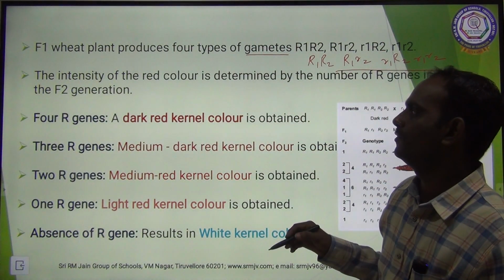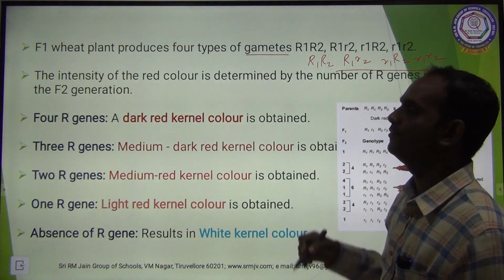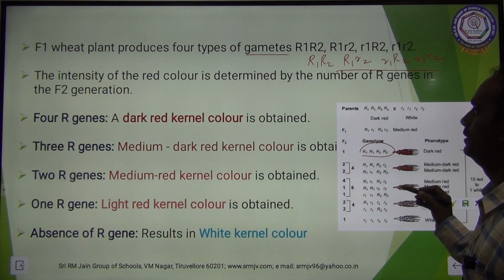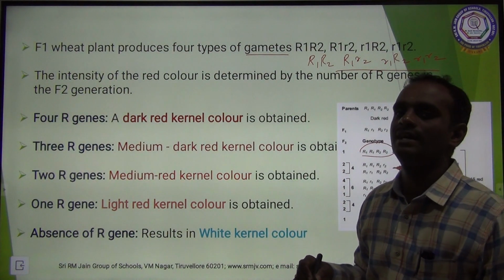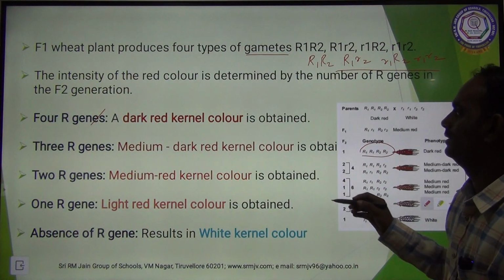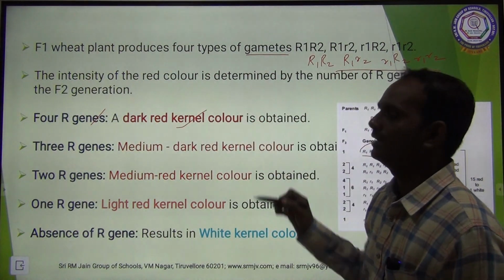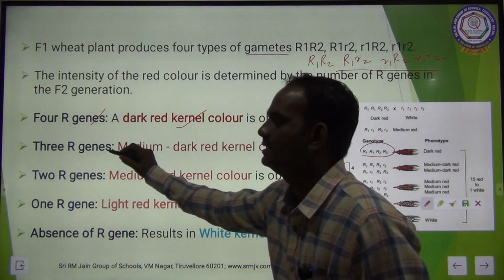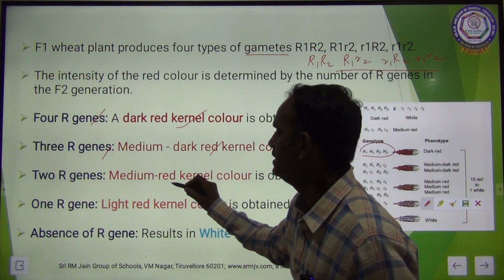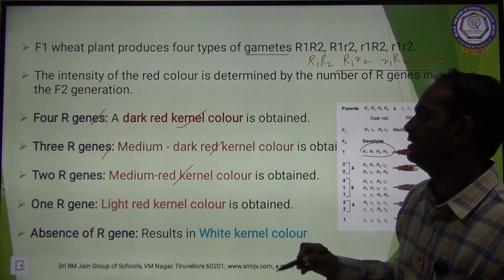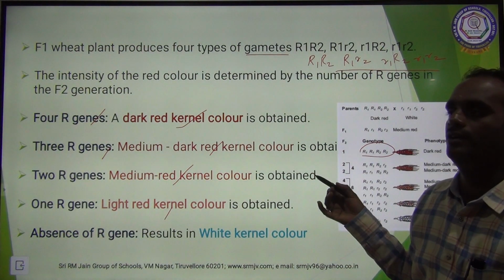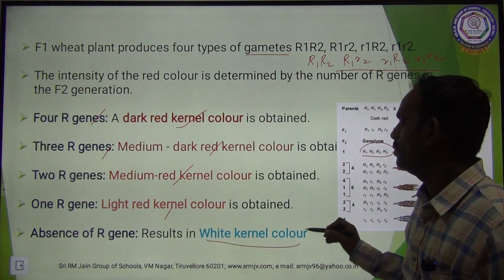The intensity of red color is determined by the number of R genes. How many R genes are present shows the intensity of the color. If 4 R genes are present, a dark red kernel is obtained. 3 R genes means medium dark. 2 R genes means medium red kernel. 1 R gene means light kernel color. If there is no R at all, the result is a white kernel.